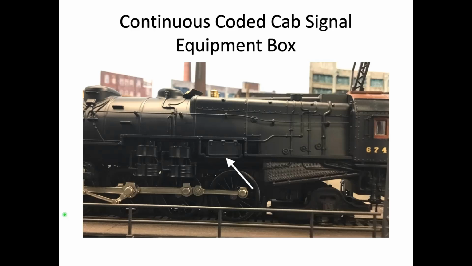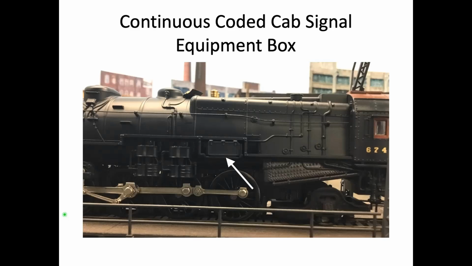The other item was a continuous coded cab signal system, developed in cooperation with their supplier of choice, Union Switch and Signal Company of Swissvale, Pennsylvania. It relied on sending pulses through the rails themselves. Equipment on the locomotive picked up the pulses from the rail and converted them to light a small signal display in the cab in front of the engine.